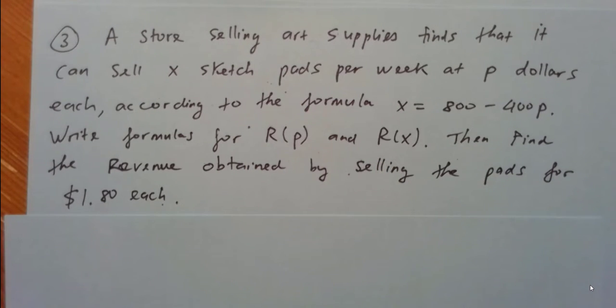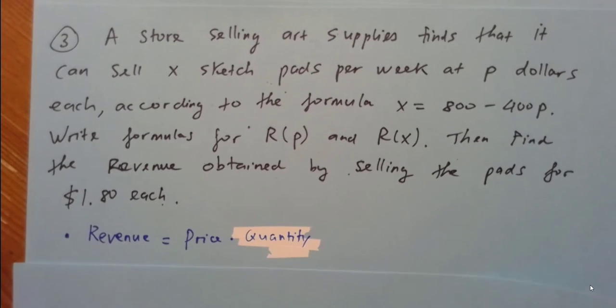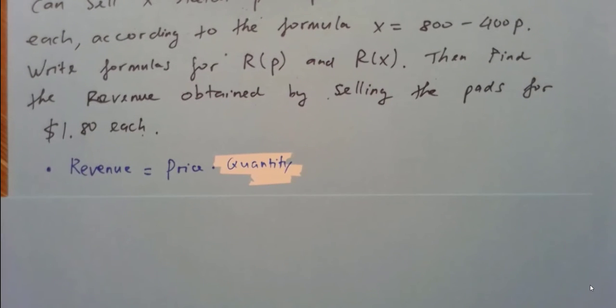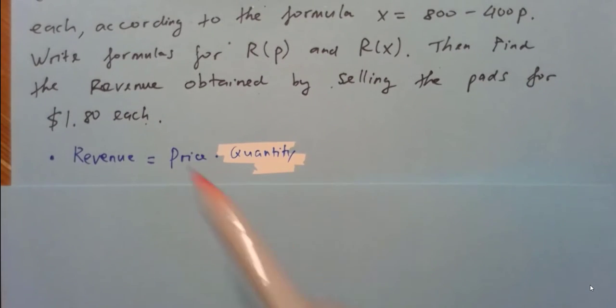So again, we are just finding the revenue equation, but we write that in terms of P and in terms of X in two cases. Now recall that the revenue is the amount of money that you get for selling something, right? So revenue is equal to the price multiplied by the quantity, how much you are selling, the number of the items that you are selling. This is the price for each item.